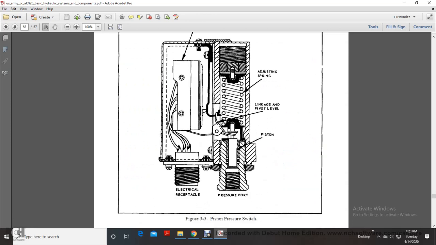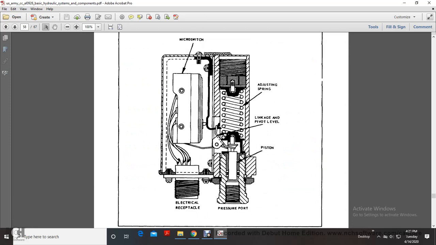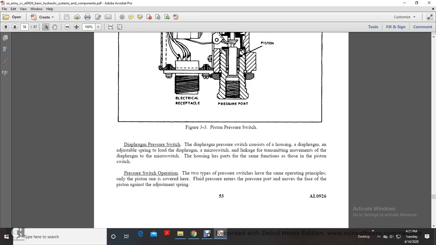Alright, this shows your typical piston pressure switch. So there's a pressure port, an electrical receptacle, micro switch, your adjusting spring, your linkage, and I guess this would be your ground, the black one. So when the piston rises, the linkage moves to shut off the switch on the electrical circuit.